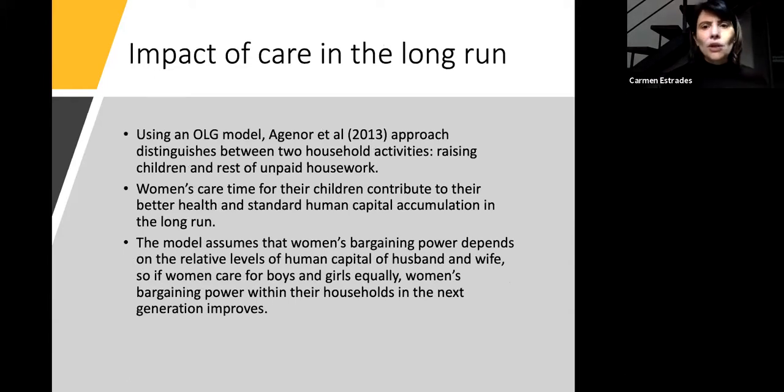So we turn to other types of models to see what features we could incorporate into a CGE model. In an OLG model, Agenor et al. distinguish between two household activities, and they consider these intertemporal dynamics. The model assumes that women's bargaining power depends on the relative levels of human capital of husband and wife. So there is an improvement in the bargaining power in the next generation when the skill level equalizes between men and women within the household.